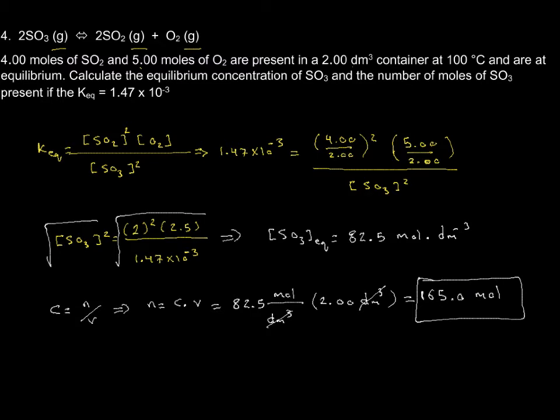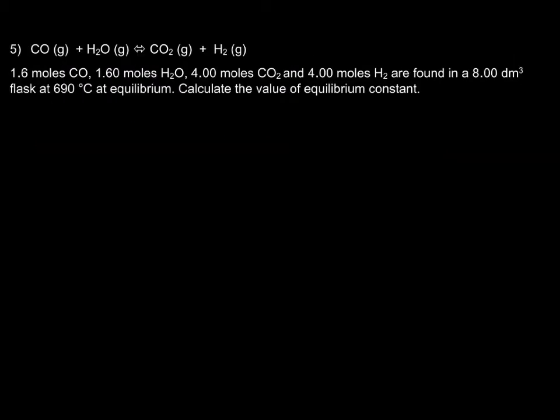The next problem, you have carbon monoxide and steam giving you carbon dioxide and hydrogen gas. First, remember these are all homogeneous, so you can write K equilibrium, and they're asking you what that constant is equal to. So K equilibrium is simply concentrations of products at equilibrium over concentrations of reactants at equilibrium. Now there are no coefficients, so there is no exponent.